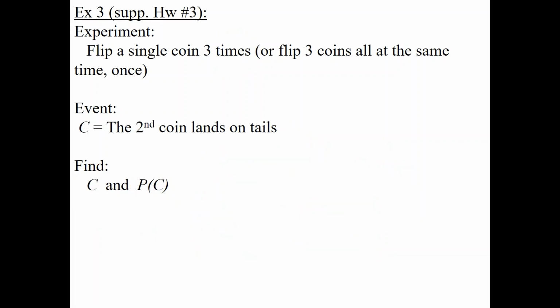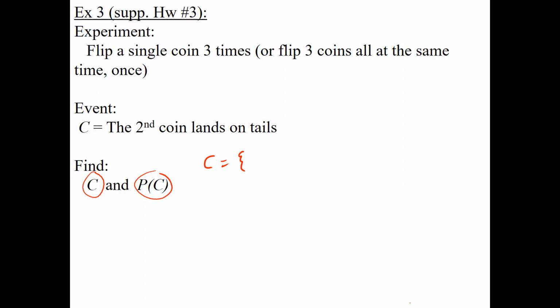So now we have this event C. It says the second coin lands on tails. And again, they're asking us to find C, the event, and then its probability. So for C, I'm going to put curly brackets. You have to list all the outcomes where the second flip is tails. So it doesn't mention anything about the first flip. So the first flip can be anything.